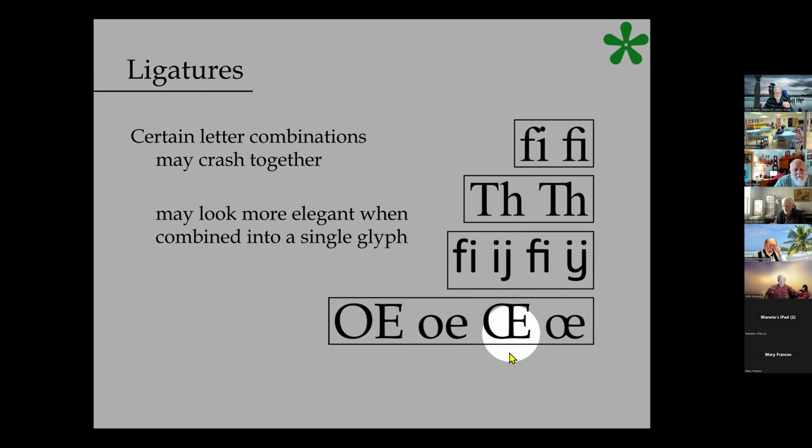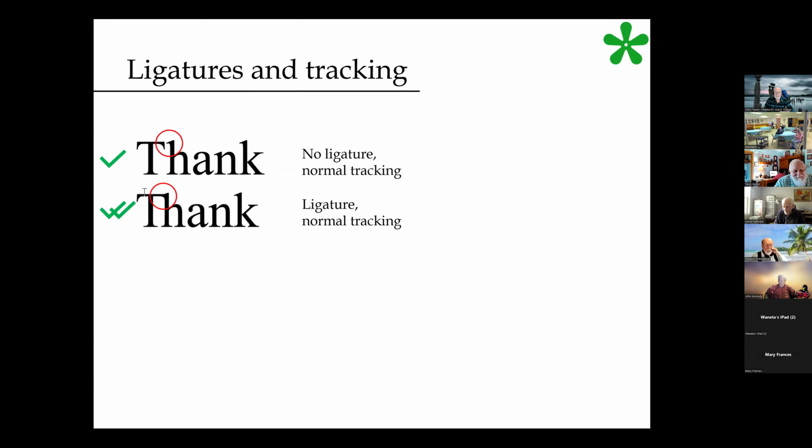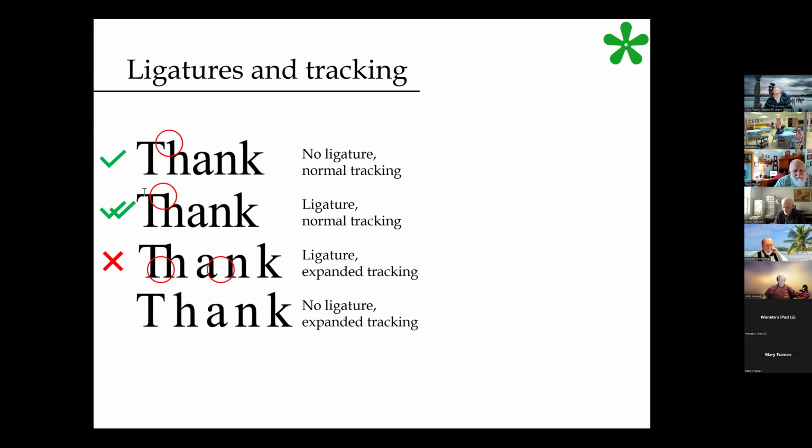That's fine. If you expand the tracking, it spreads out all the letters, but if you have a ligature, the T and the H are a single glyph. It can't actually spread those apart. And so you end up with really weird effects if you start expanding the tracking and you've got ligatures. Now, if you have no ligature and expanded tracking, there it actually looks fine. So avoid ligatures if the tracking is changing.